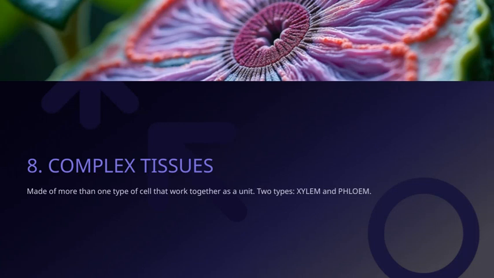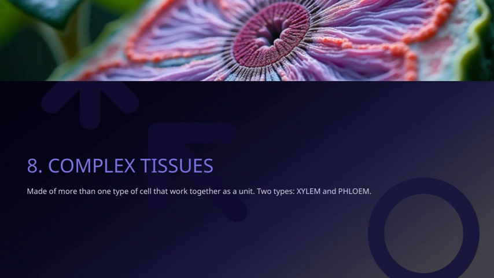Now, let's talk about complex tissues. These are made of more than one type of cell that work together as a unit. This collaboration allows the tissue to perform specific functions more efficiently. In plants, for example, two main types of complex tissues are xylem and phloem.